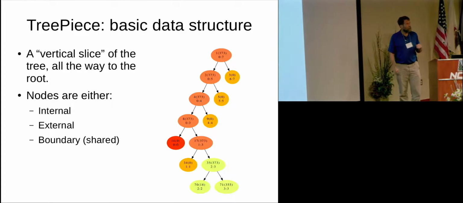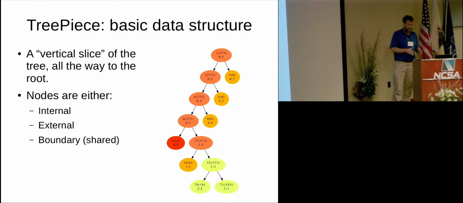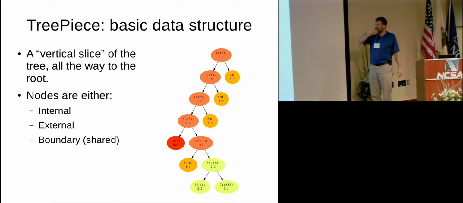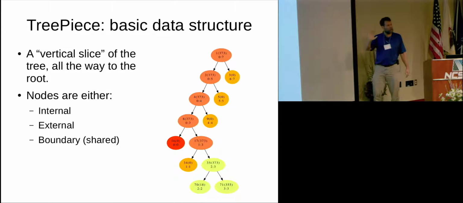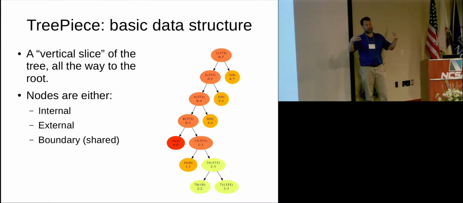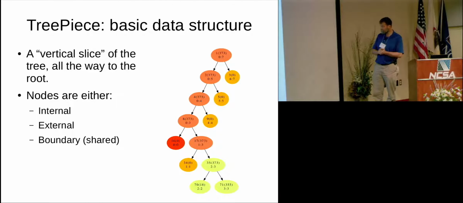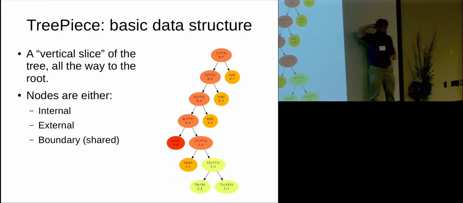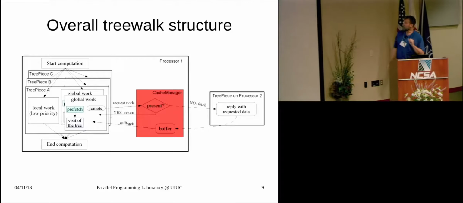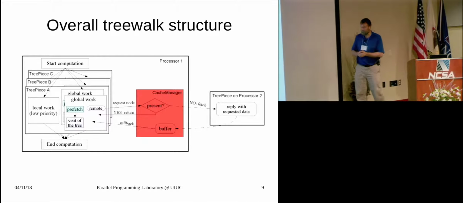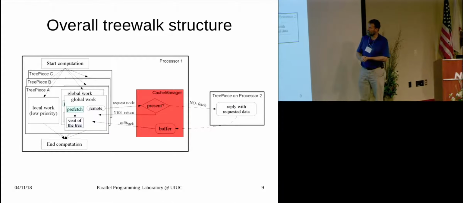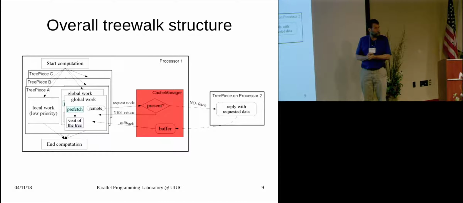Making it work in parallel means dividing the tree into, am I missing? Thanks, Sanjay. Dividing the tree into what we call tree pieces, where one tree piece sits on a processor, well, virtual processor, or chare, in the language of Charm++. And this tree piece contains nodes from the leaf all the way up to the root. So every chare has a copy of the root. These tree pieces are placed on processors in the usual Charm++ load balancing framework. And each tree piece does both local work and global work. So that is searching the global tree and searching the local tree for forces.